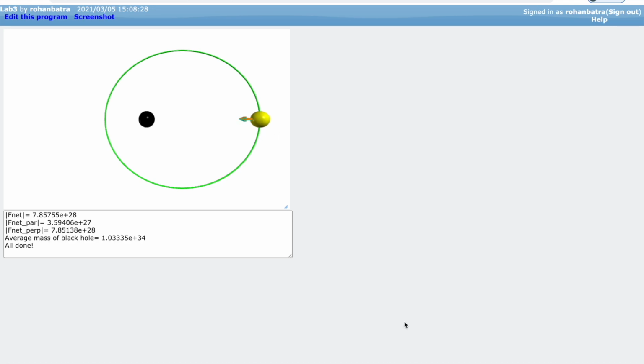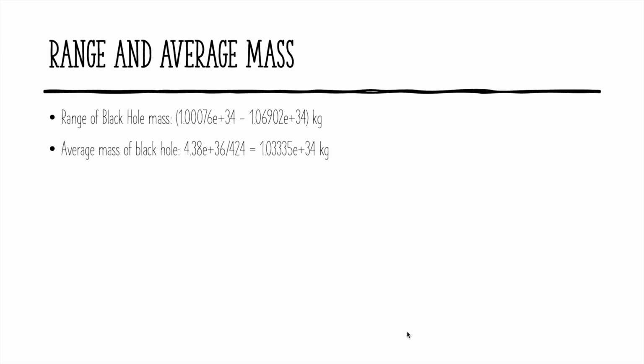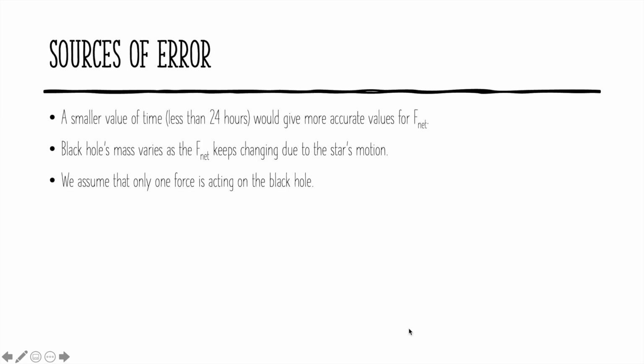We could see that F net parallel was in the direction of the motion of the object, which is the star, and F net perpendicular is in the direction towards the center of the kissing circle. After performing all the calculations and running the program, I found the range of the black hole mass and the average mass of the black hole, which are both mentioned here. The 424 mentioned here depicts the number of iterations of the while loop.